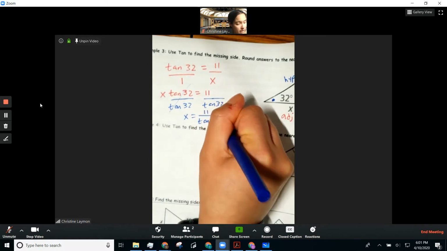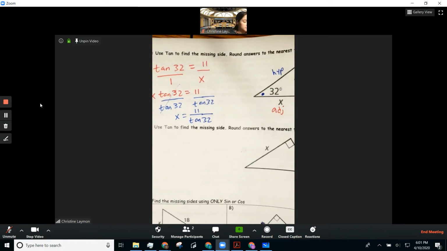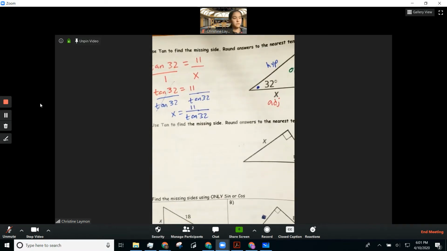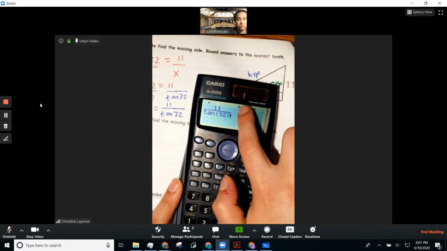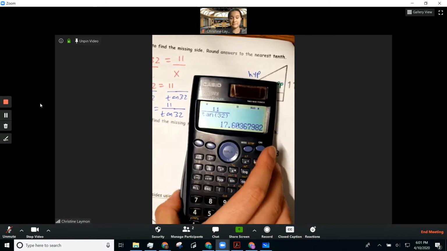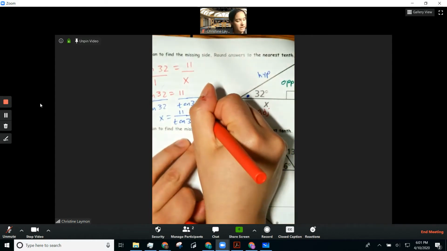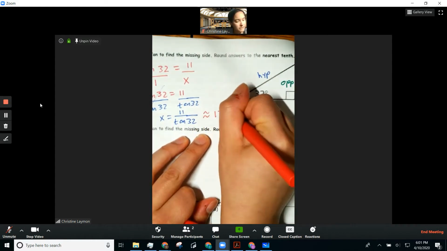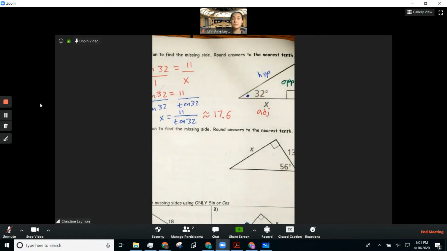And now I'm ready to go ahead and type that into the calculator. Okay, so here we go. I've got my fraction, 11 on the top. I go down to the bottom, tangent at the very end. I type in 32. And of course, I make sure that I am in degrees. That's a D. I hit enter. And I've got 17.6. So the value of x in this case is approximately 17.6. So x is approximately 17.6, and again, that's because I am still rounding to the nearest tenth.